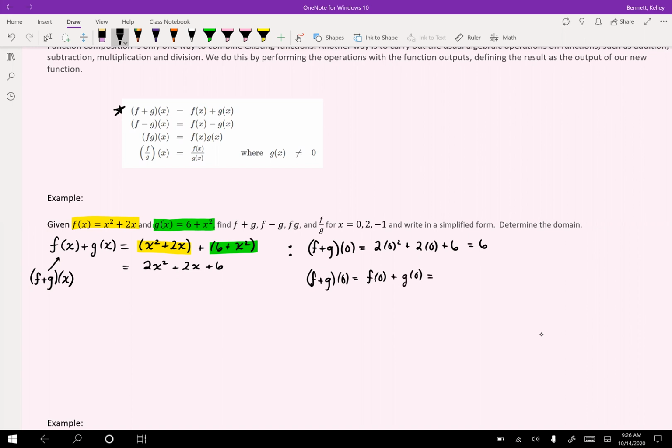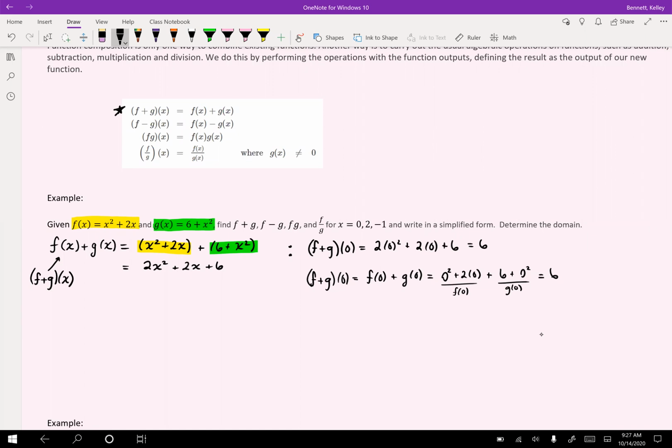So f of 0 is 0 squared plus 2 times 0, right? This was the f part, f of 0. And then I also have 6 plus 0 squared, right, and this was g of 0. But either way, I get the same outcome. So that's f plus g of 0.